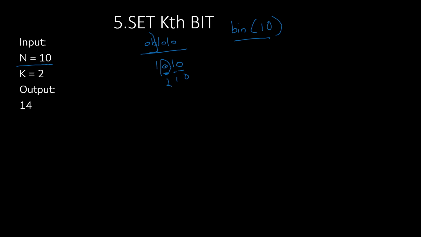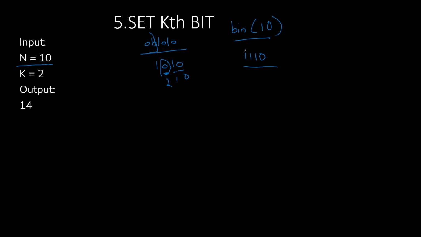So whenever k equals whatever value is given, that particular index value will change to 1. If it is already 0, then it will be changed to 1. Even if it is 1, it will again be replaced with 1 only. So in this case we get the 1110 value.